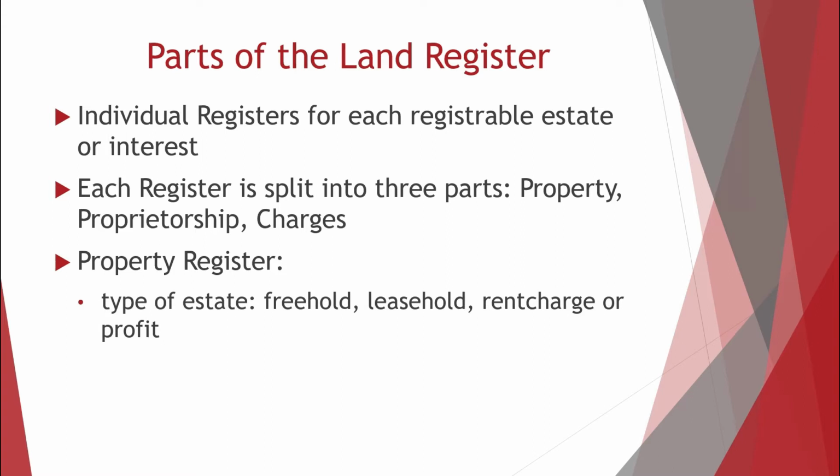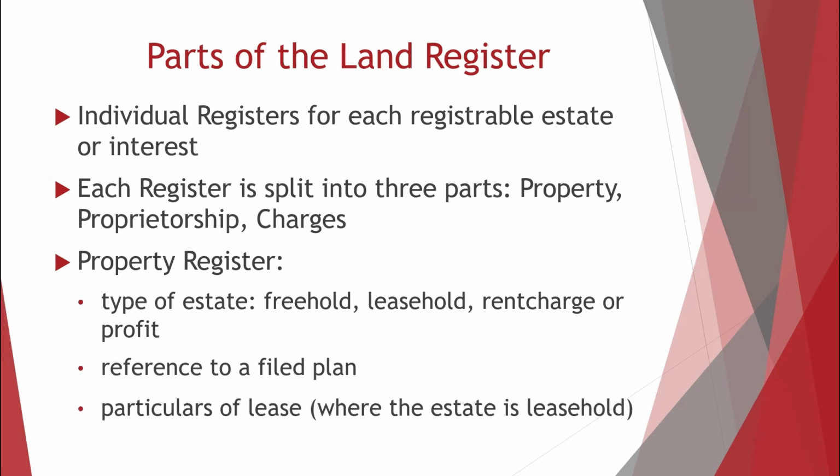It describes the estate, freehold, leasehold, rent charge or profit, and makes reference to a filed plan showing the physical land. Where the title is in respect of a leasehold estate, the property register will also contain particulars of the lease and any rights which benefit the land, such as easements where the land is the dominant tenement. If the property is freehold, with a leasehold interest granted, the freehold and leasehold will each have their own title number.